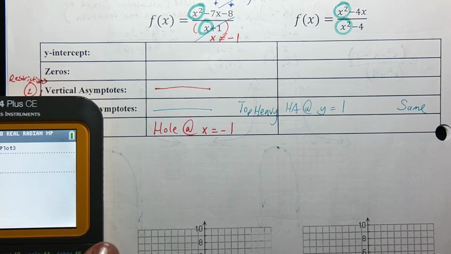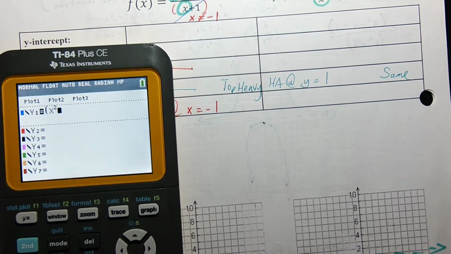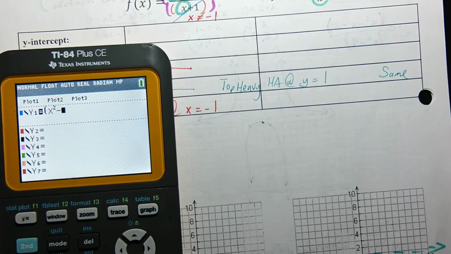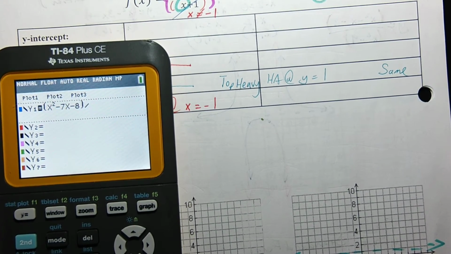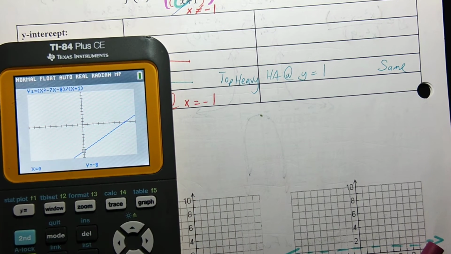Now, if I go to graph this function to figure out the location of the hole, x squared in parentheses minus 7x minus 8 divided by x plus 1. It's a line. So interesting. However, it's not just a regular old line, because if I trace that hole value at -1, we see that there is a hole there and our values are not defined there.